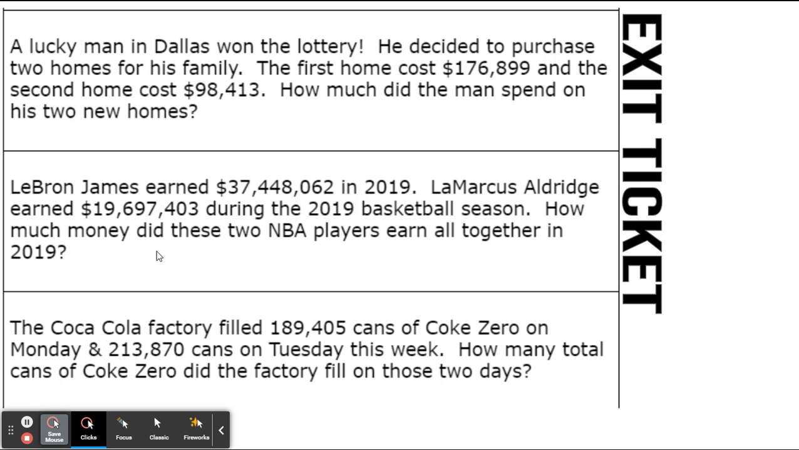And most people were successful with this, so that was good. But that's just a review of our rounding to check reasonableness, and then also using standard algorithm with addition with whole numbers.